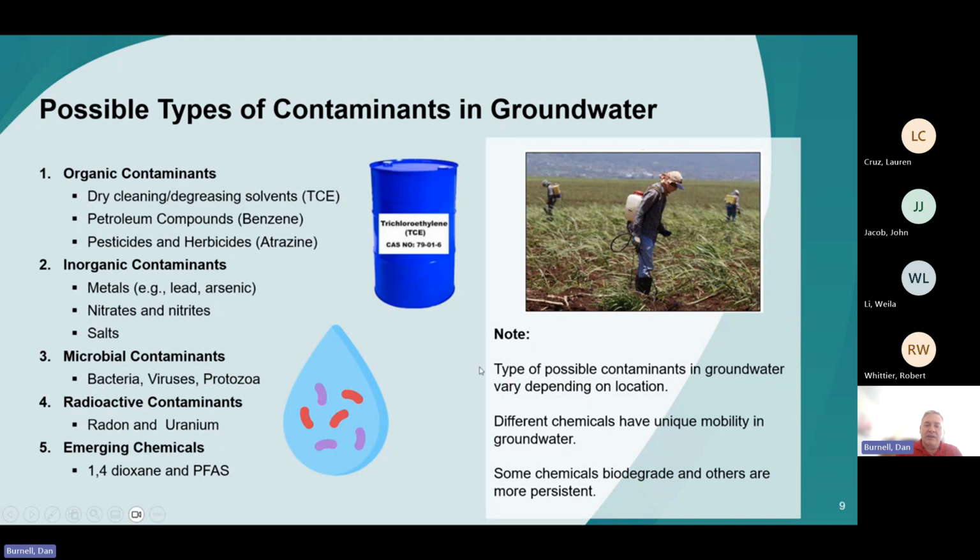And so these chemicals are all different, and they will occur in different locations depending on whether it's, for example, a commercial industry that released them, or maybe it's agricultural settings, things like that. And so each one of these different types of chemicals does have a different mobility. Some stick more than others to the sediments, and some will biodegrade more rapidly, while others can be more persistent in the groundwater.